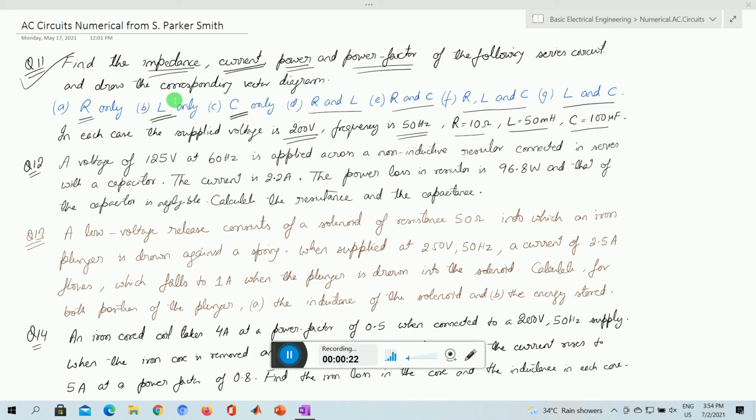So R load, L load and C load, these three individual loads we have considered. RL load we have discussed, so we'll proceed from here: RC, RLC and LC. The values of R, L and C are given here: 10 ohm, 50 millihenry, 100 microfarad. The frequency is 50 Hz. Supply voltage is 200 volt, which means this is the RMS value.